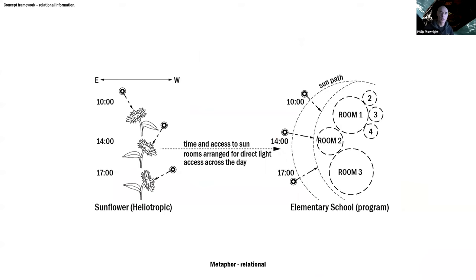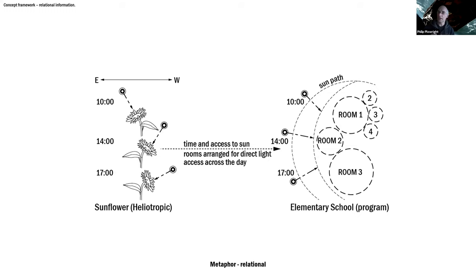We can do projects about sunflowers that don't look like sunflowers, because what we can talk about is the heliotropic nature of a sunflower and how it tracks the sun across a day. And then we can transfer that to a plan situation where we say, okay, we can start to encapsulate certain types of occupations and certain types of events across a day, and we can track those across time so that the building, although it doesn't move, works in the same way that a sunflower works. It doesn't look like a sunflower.